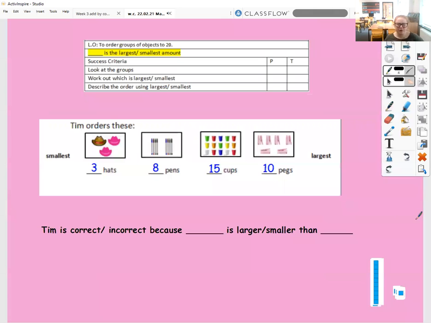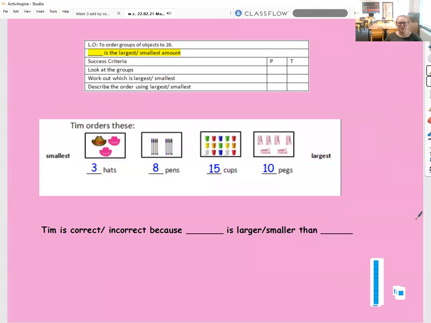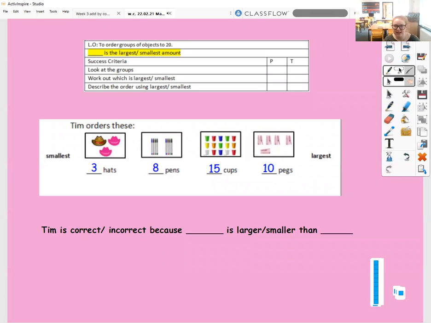Fantastic. Okay, so let's have a look at some more items and some more groups of numbers. So Tim orders these objects. He says that there's 3 hats, 8 pens, 15 cups, and 10 pegs. So let's see if Tim is correct or incorrect. So he's got 3, 8, 15, 10. Is that ordered from smallest to largest?